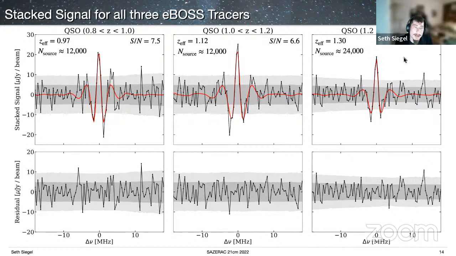measurement for the quasar catalog, so we can further divide it into 3 redshift bins. The stack signal for the three redshift bins are shown here. Again, we have a clear detection with the signal to noise ranging between 6.5 and 7.5. And this allows us to begin examining the redshift evolution of the 21 centimeter signal using a single data set.